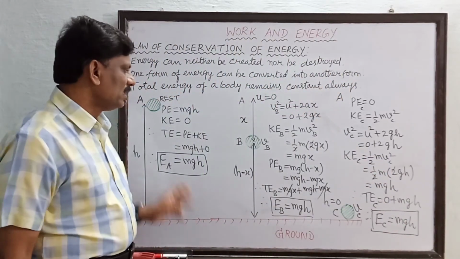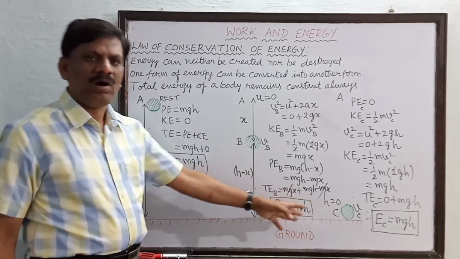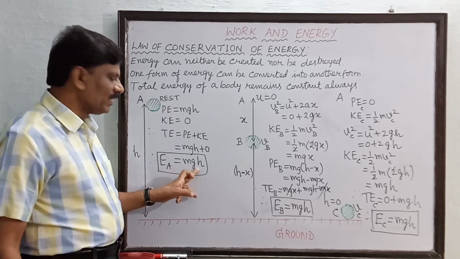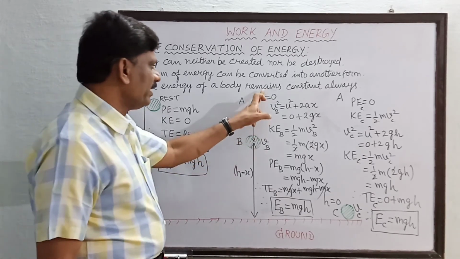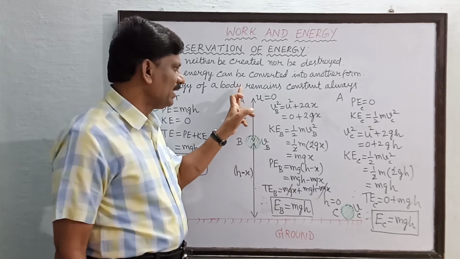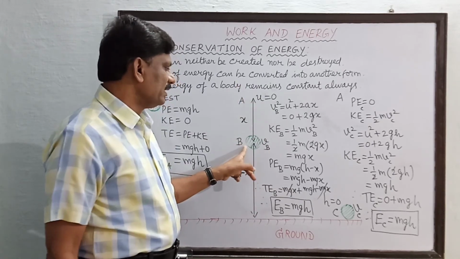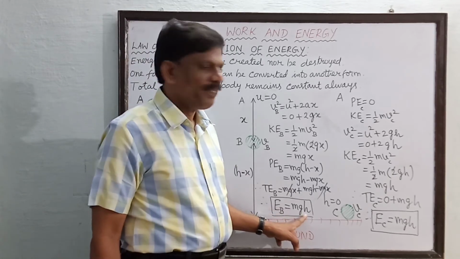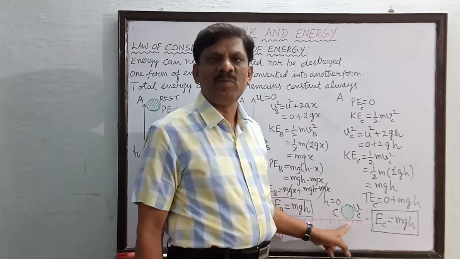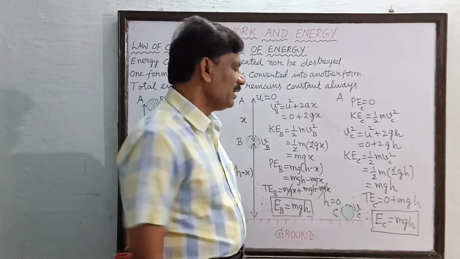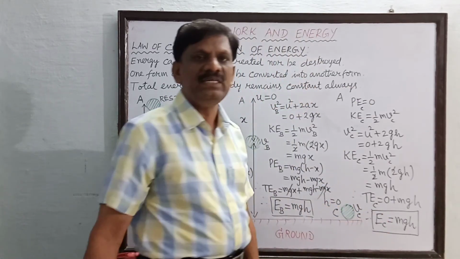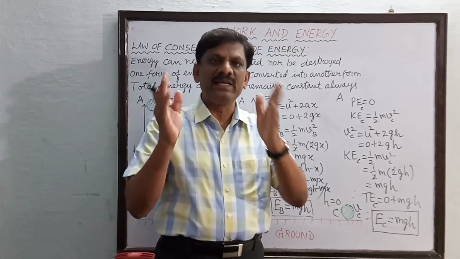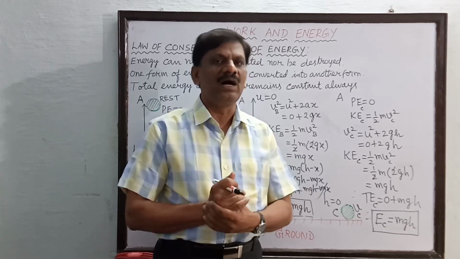Now you look at the three positions of the ball. When the ball was initially at A, its total energy at A was equal to mgh. When the ball is crossing the point B in between the highest and the lowest point, it has a total energy EB equal to mgh. And when it strikes the ground at the point C, the lowermost point, it has the same total energy EC equal to mgh. So we have proved that the total energy of the body remains constant at all points.